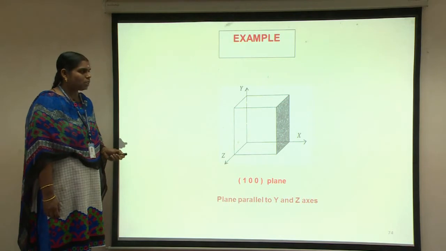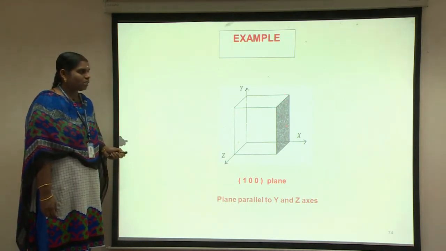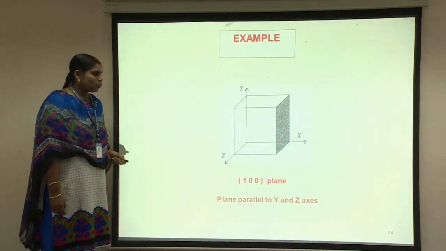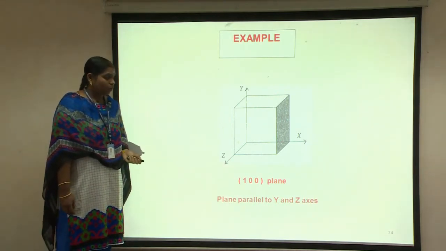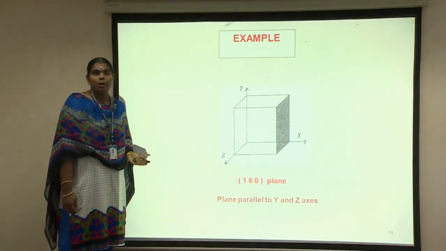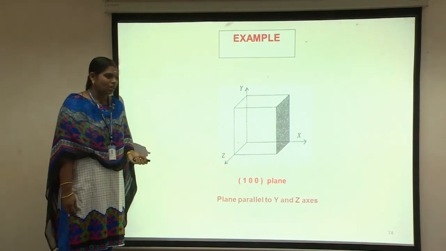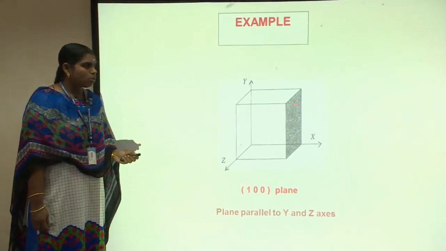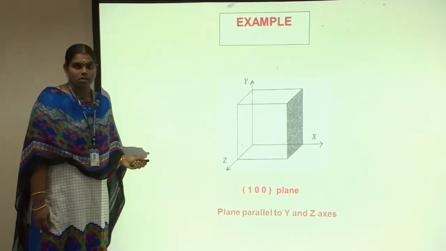But how have we drawn this plane? Here you can see that in this cubical structure, one of the faces is blackened. What does it signify? What does it mean? Actually, by seeing these Miller indices, when you find the reciprocal, it is 1 by 1, comma, 1 by 0, comma, 1 by 0. That means 1, comma, infinity, comma, infinity. That means this particular plane falls on one axis and it is parallel to the other two axes.